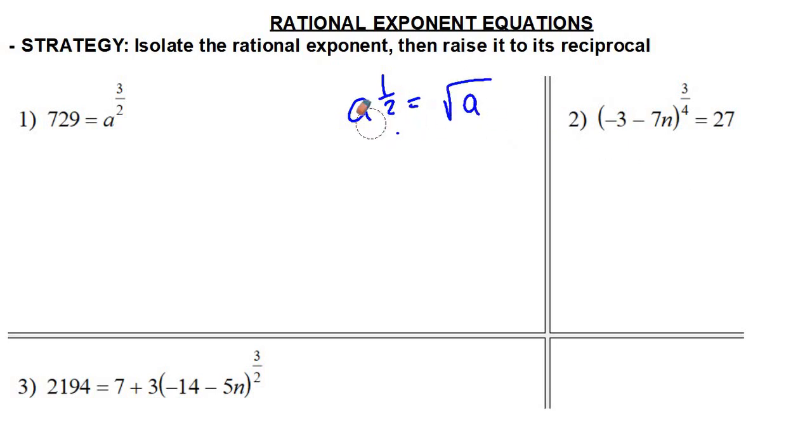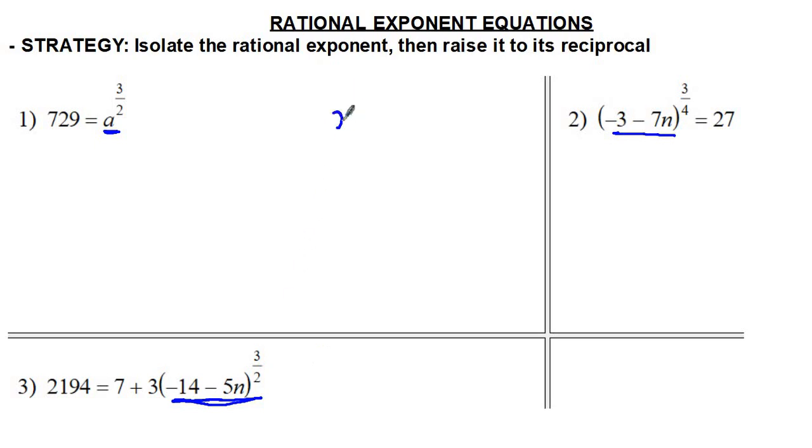So here's the main strategy. We have to isolate the rational exponent. So that means isolating this, and those two are pretty much already isolated, and then isolating this right here. We have to isolate the rational exponent, and then we have to raise it to the power of its reciprocal. And here's what I mean by that.